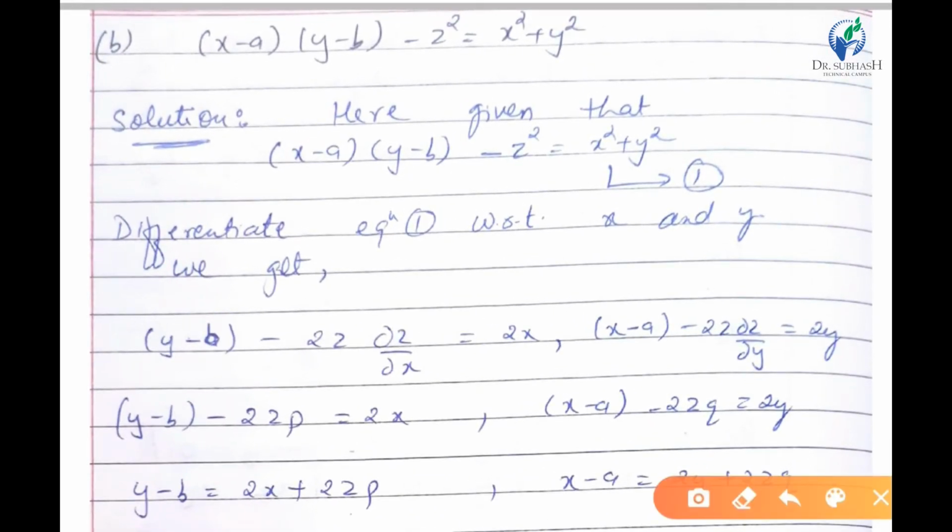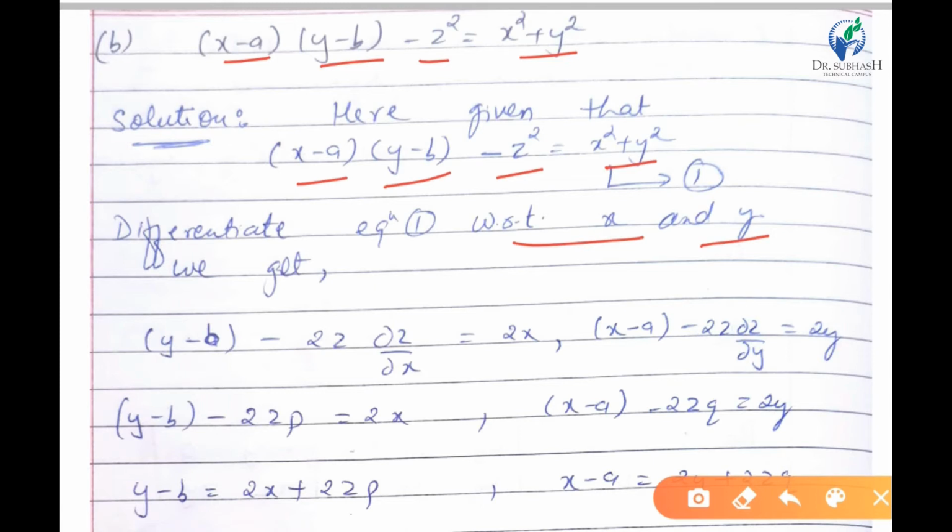Our next example is x minus a into y minus b minus z square is equal to x square plus y square. Here we are given that x minus a into y minus b minus z square equal to x square plus y square. This is our given equation. We name it as equation 1. Now we differentiate equation 1 with respect to x and with respect to y.